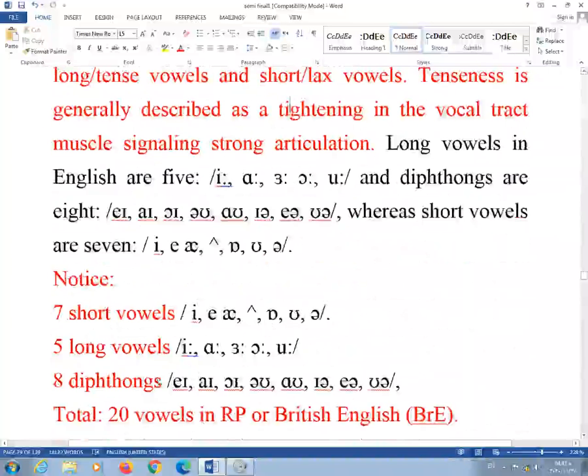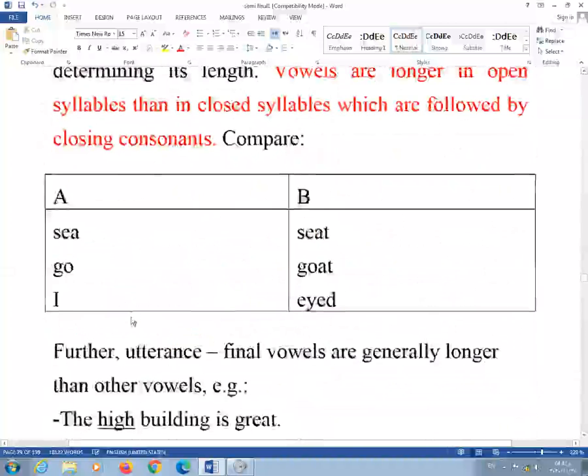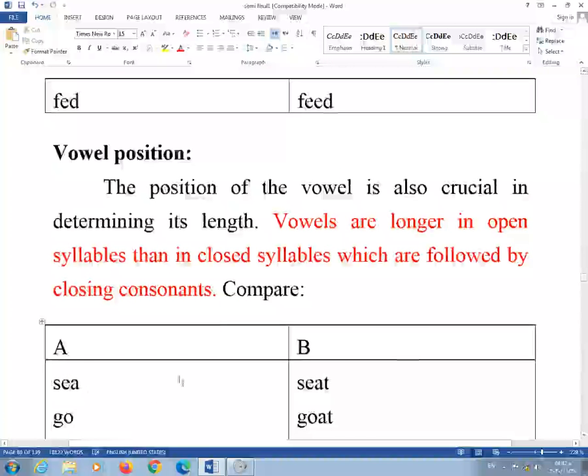Diphthong طبعا two vowels in one، فلازم يبقى long وروخر. Okay. And the total number of vowels in RP is 20. And then we have آخر حاجة بتأثر برضو على الفاول length هي الفاول position. يعني the vowel comes in an open syllable or in a closed syllable. وعرفنا يعني ايه open syllables، وقلنا syllables which do not end with consonants, and closed syllables are syllables which end with consonants. زي في المثالين قدامنا C open syllable and C closed syllable.